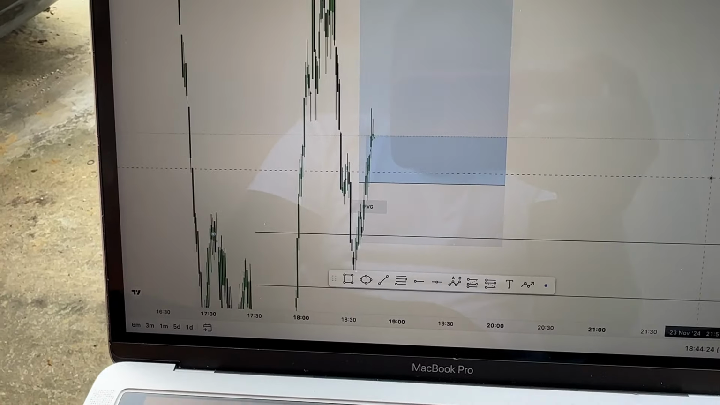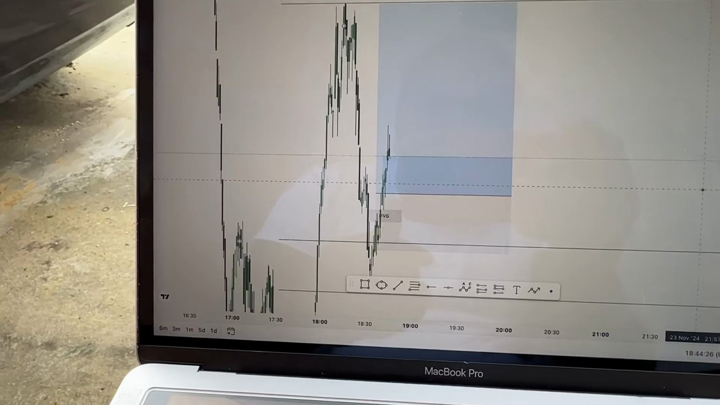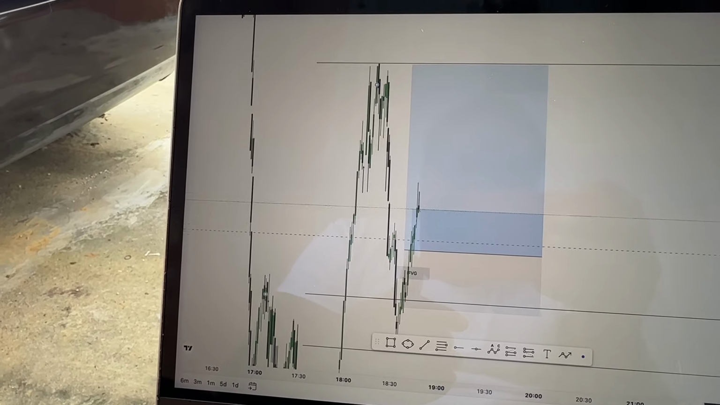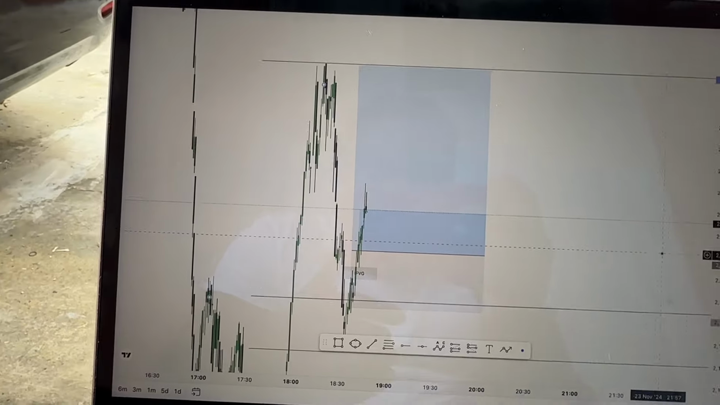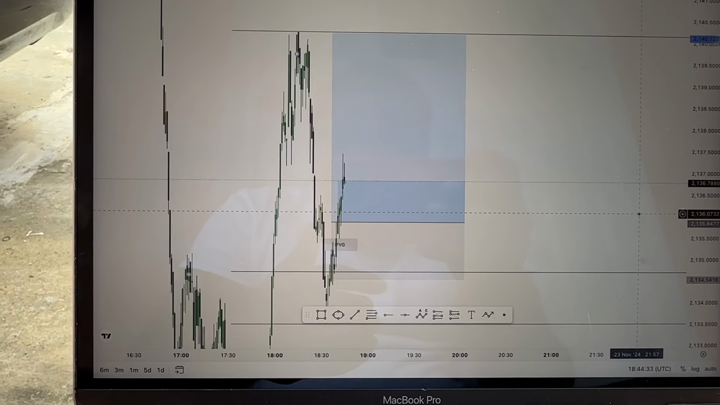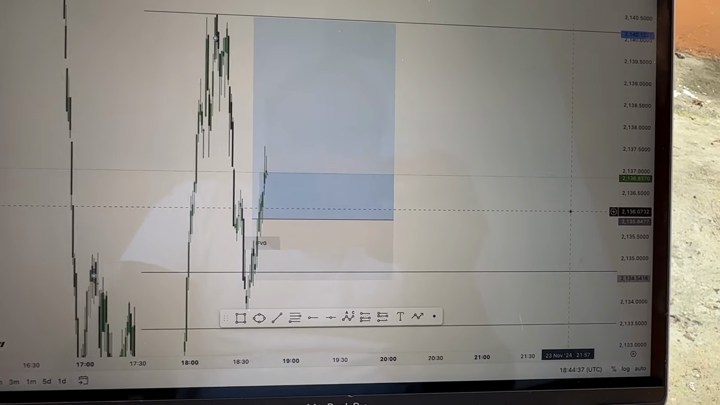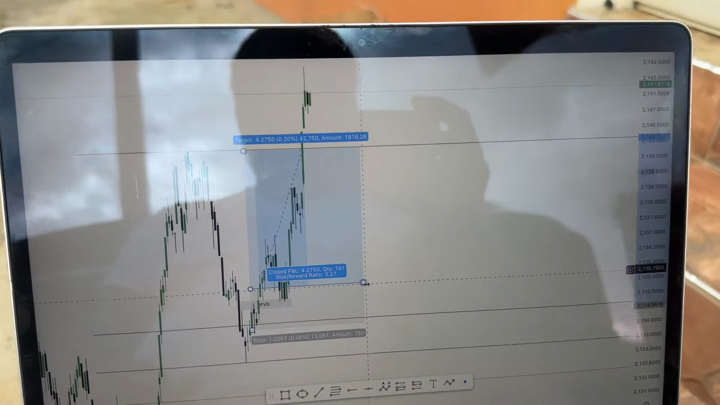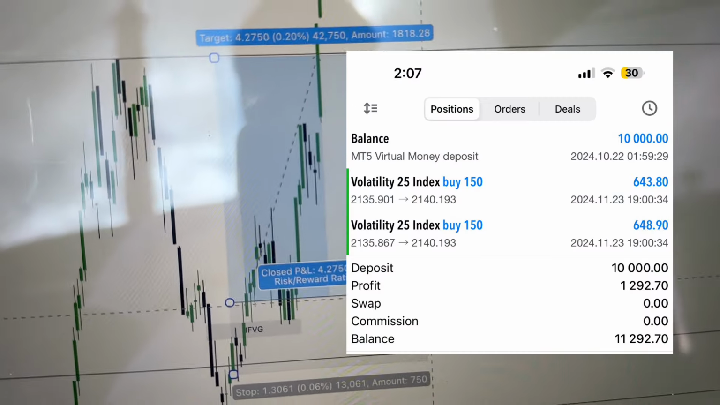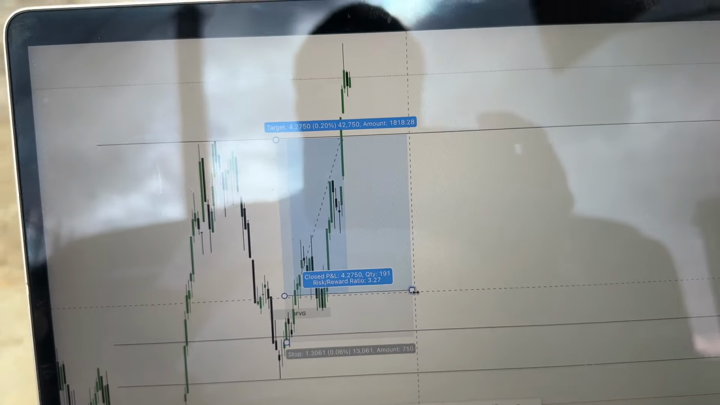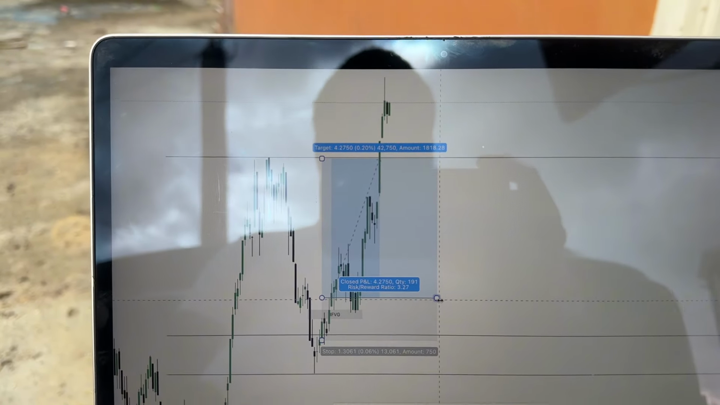So the TP ended up getting hit. This would be a nice 1 to 3.2 R trade. Beautiful trade, you see me? So I will close out just about.